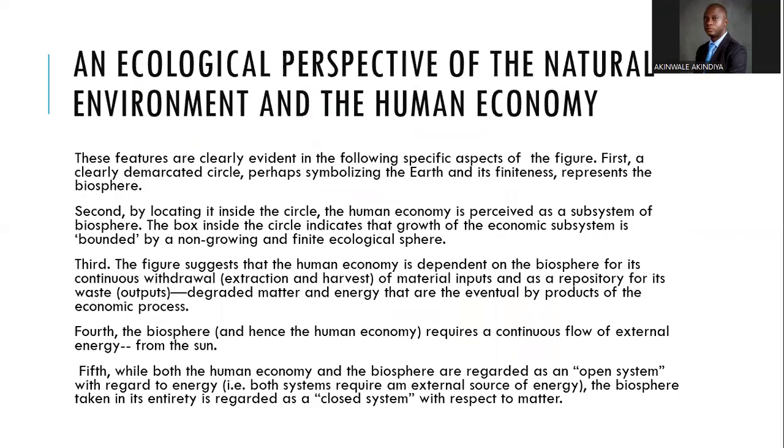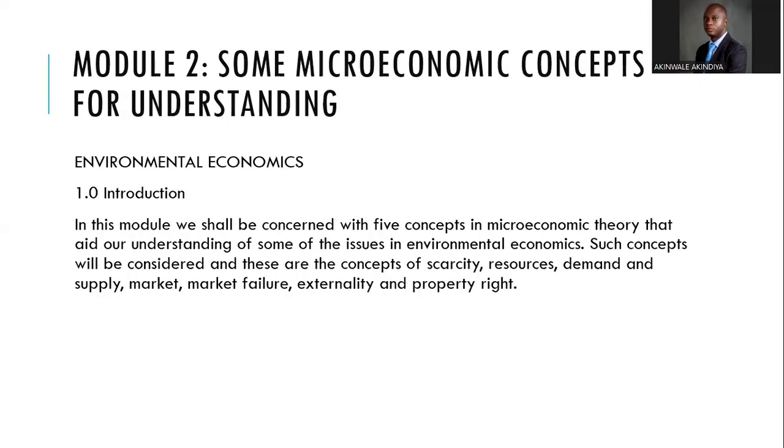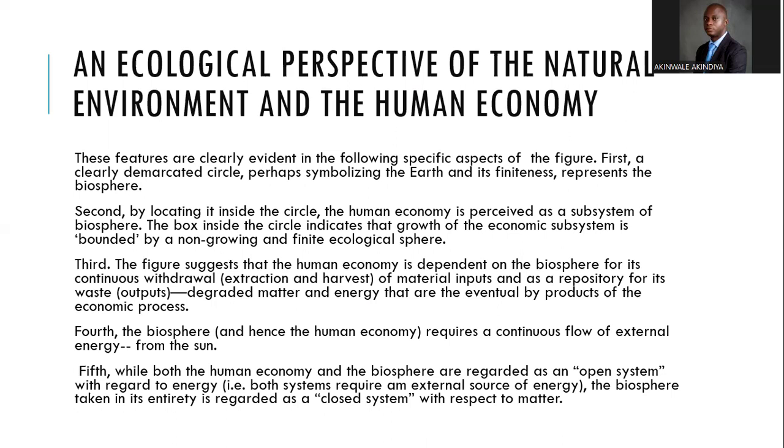Third, the figure suggests that the human economy is dependent on the biosphere for its continuous withdrawal, extraction and harvest of material inputs, and as a repository for its waste outputs, degraded matter and energy. Fourth, the biosphere, and hence the human economy, requires a continual flow of external energy from the sun. You can see it. We need that energy from the sun. If not, everything will die. Fifth, while both the human economy and the biosphere are regarded as open systems with regard to energy, the biosphere taken in its entirety is regarded as a closed system with respect to matter.